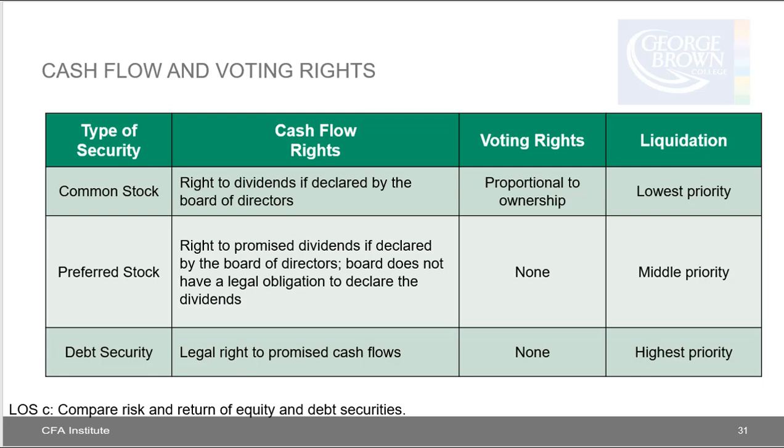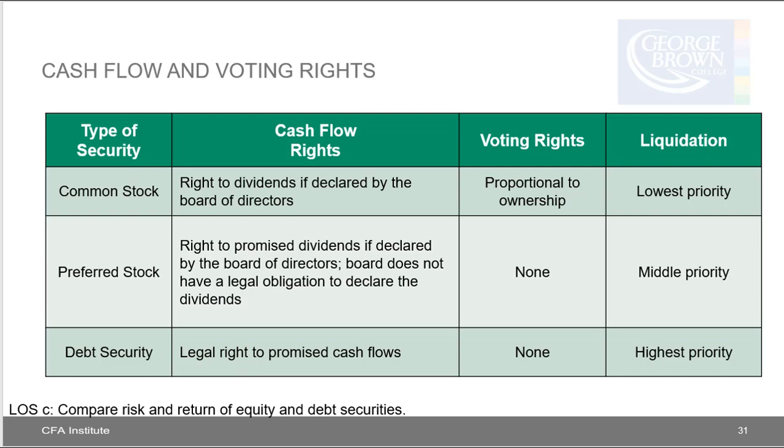Okay. Now, if we move on to preferred stock, in terms of cash flow rights, preferred stock gives the right to promised dividends if declared by the board of directors. The board does not have a legal obligation to declare the dividends. And then recall, there are 2 different types of preferred stock in general, cumulative and non-cumulative. Cumulative means that if the board of directors did not pay a dividend in any given year, then the next time they go to pay a dividend, no dividends can be paid to the common shareholders until those cumulative dividends have been paid back to the preferred stock.